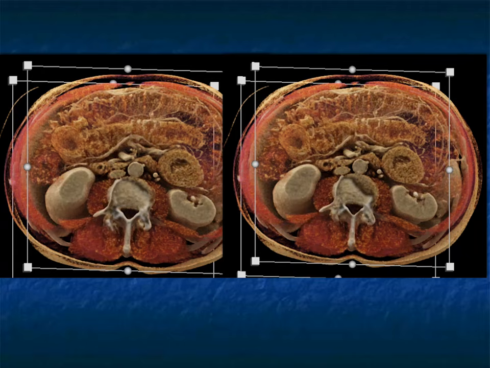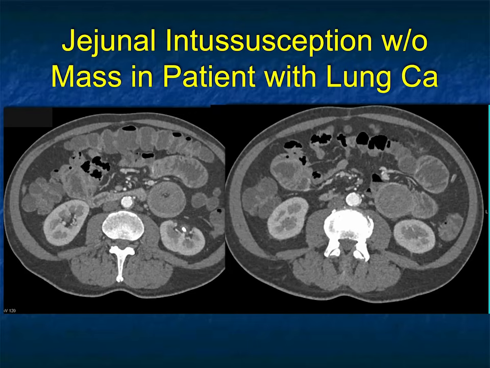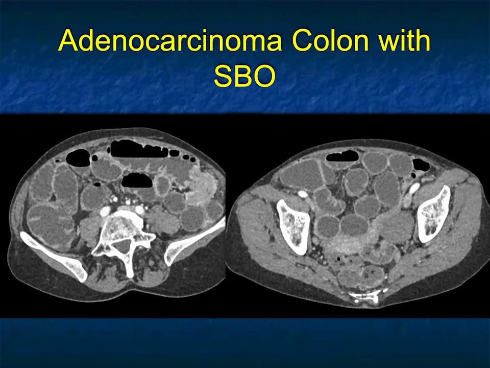You could see it very nicely as well on the multiple cinematic rendered images. And this was a patient who had lung cancer. And as we said, melanoma, lung cancer, breast cancer, and many other cancers are all things that can give you intussusception and lead to bowel obstruction. So again, a very nice example of bowel obstruction due to metastatic disease to the small bowel.